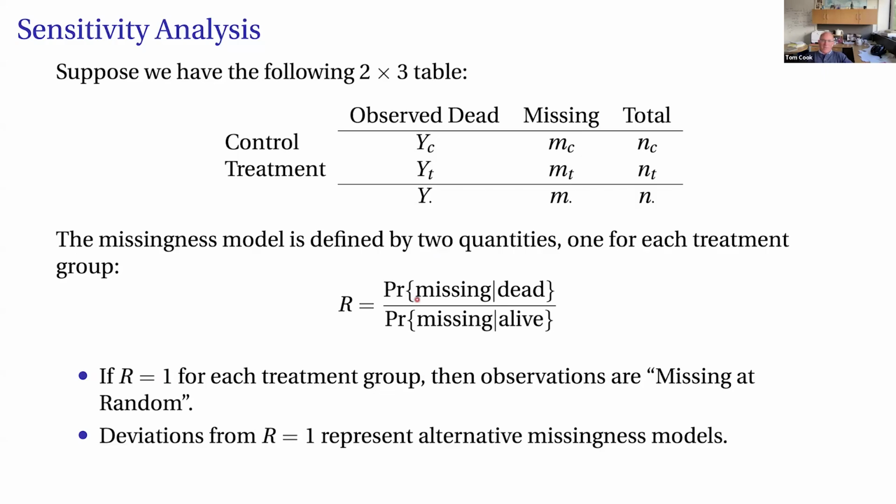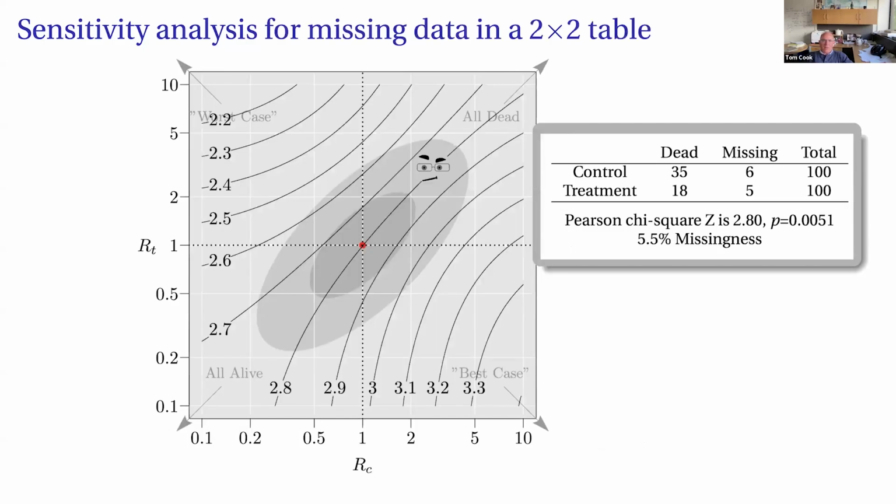So I have a probability of being missing given that someone is dead divided by the probability of missing if they're alive. If the R's are both 1, then these observations are what we call missing at random. And therefore, our complete case analysis is actually perfectly valid from a causal point of view. And deviations from R equals 1 represent alternative missingness models.